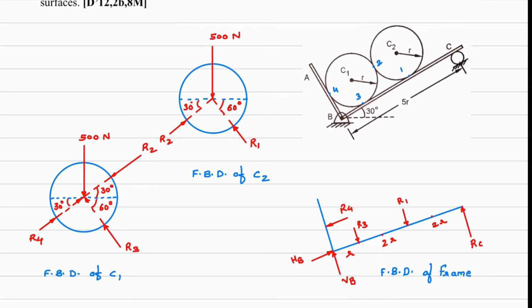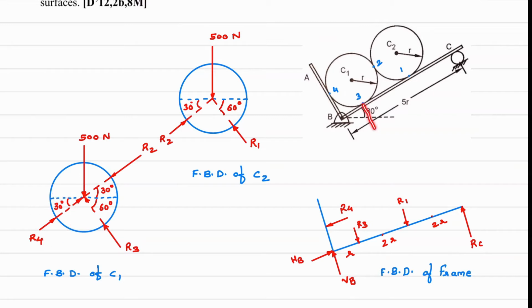Okay, so what will be the angle of this reaction? If you see with respect to horizontal, this will be 30 degree. Okay, and if you take alternate angle, this will be 30 degree. So that is why, taking the alternate angle, here I have written angle as 30 degree. So this is about R4. Okay, next we will see R3.